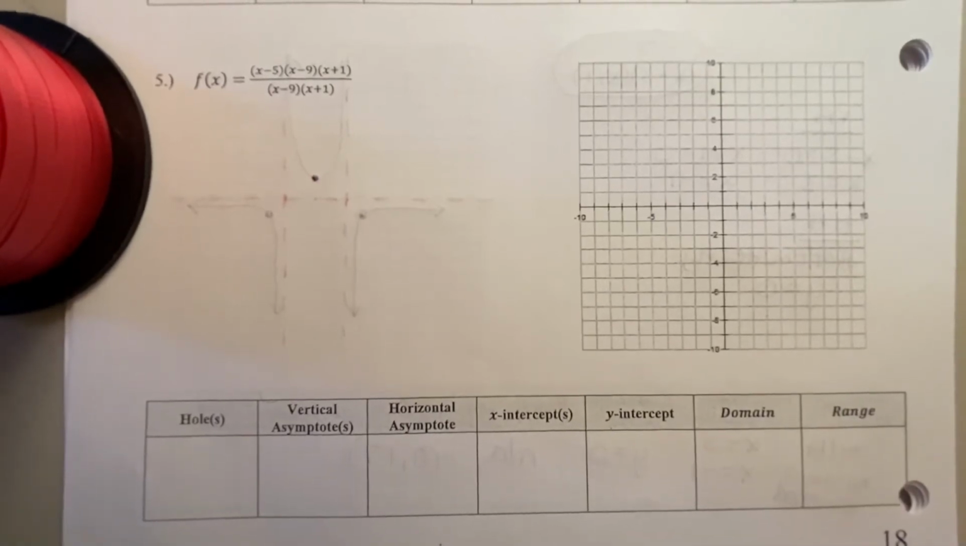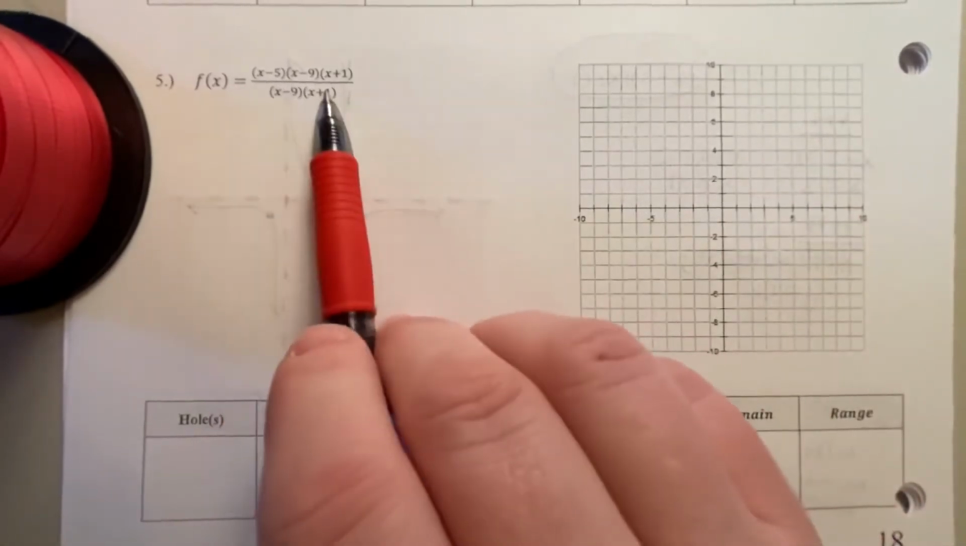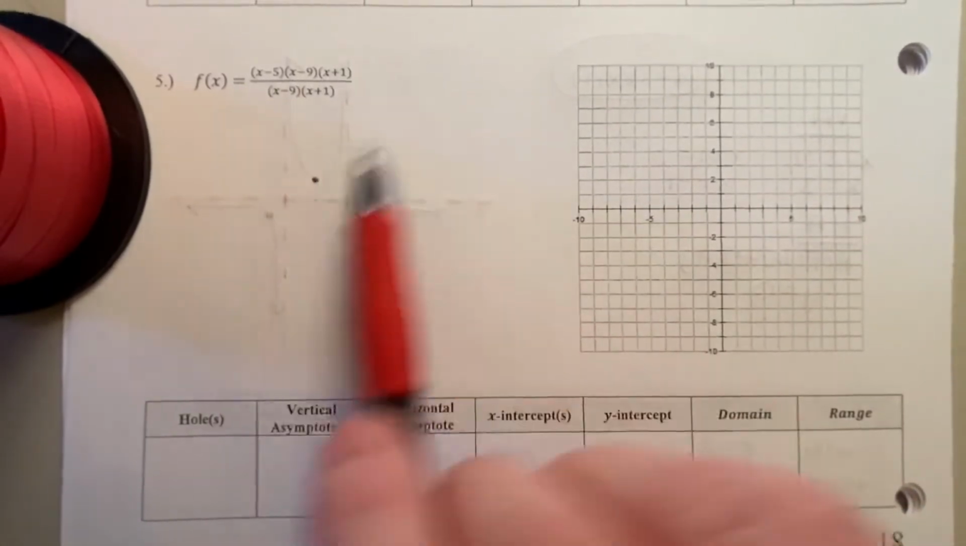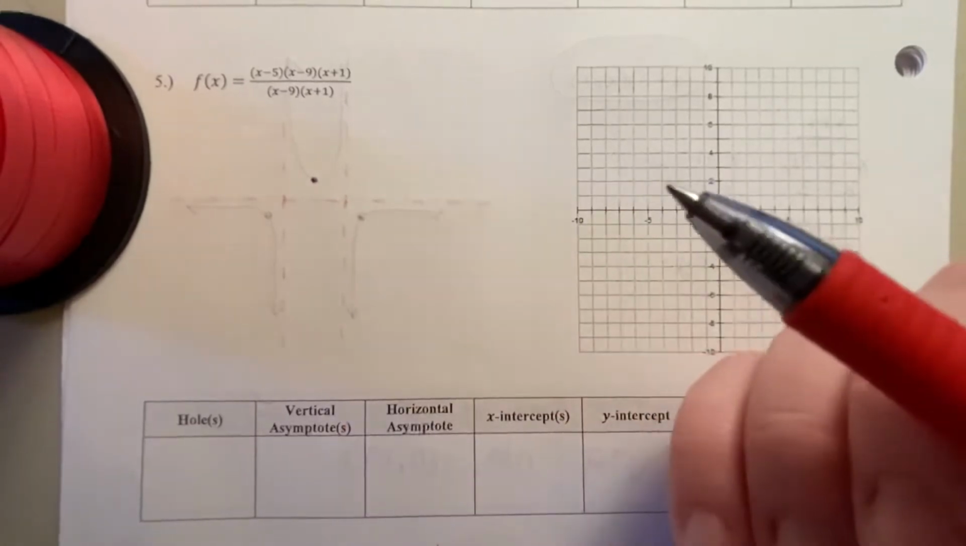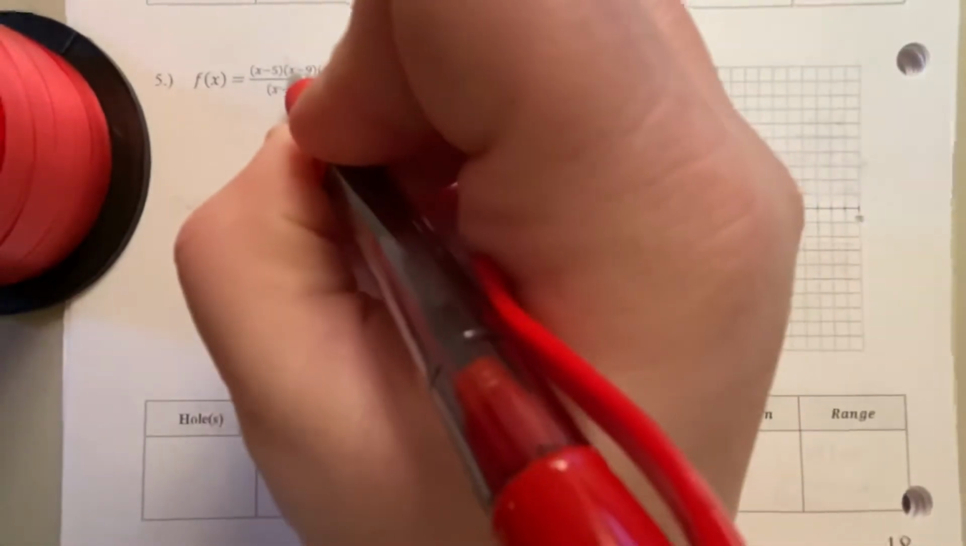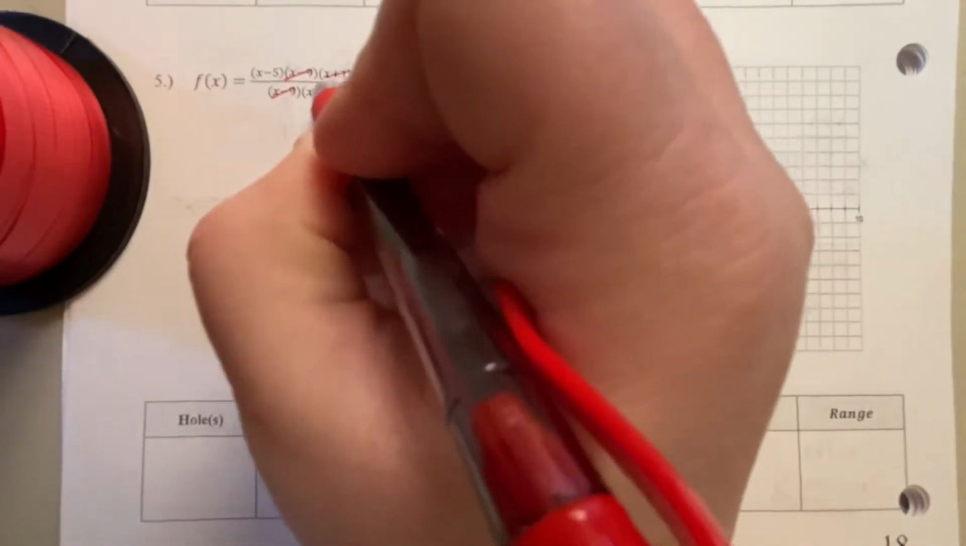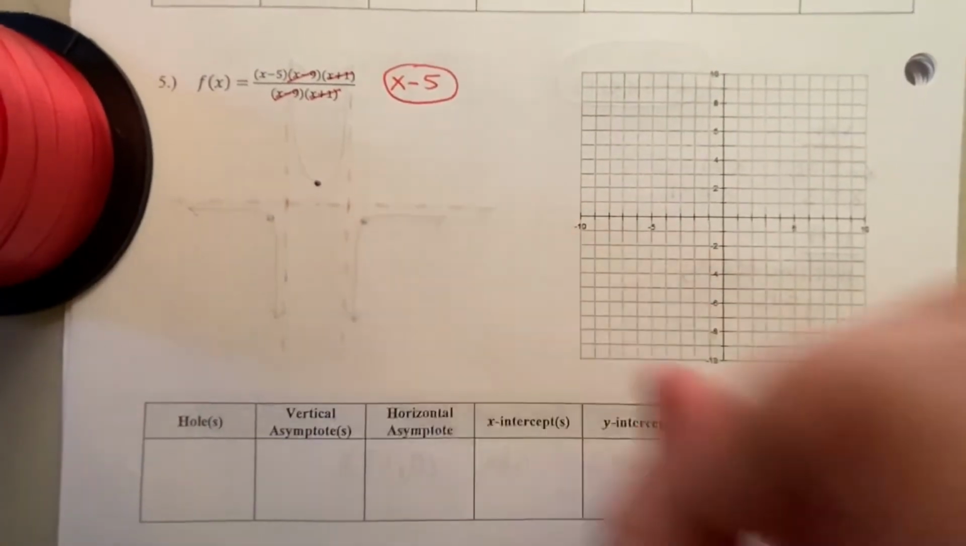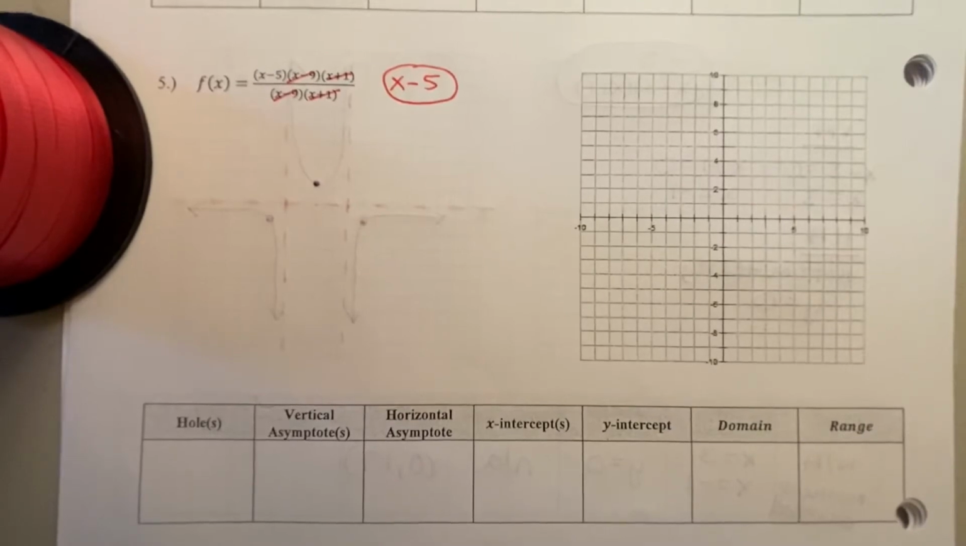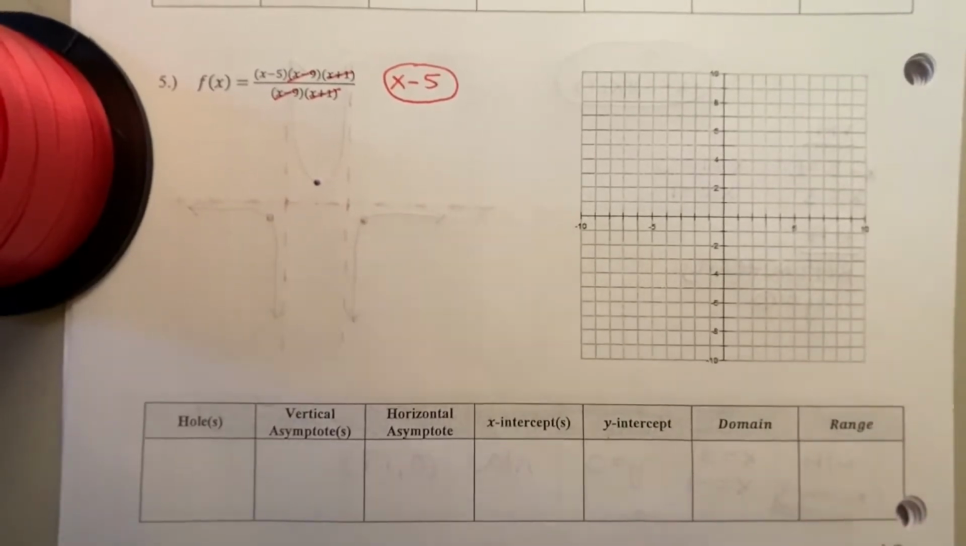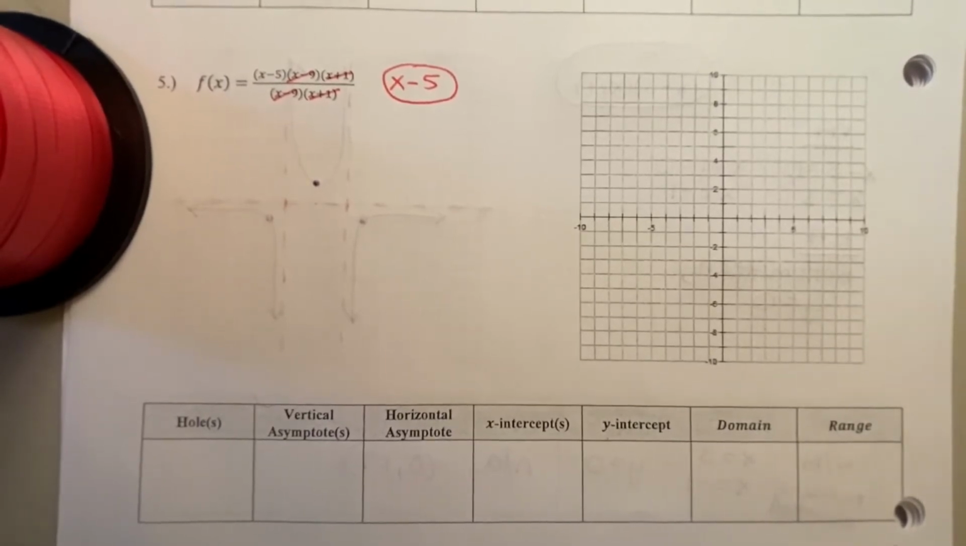So you'll notice that in number 5, they were actually pretty generous, and they gave us the problem in factored form instead of standard form where everything's multiplied out. So that does save us a little bit of time. I'm going to go ahead and cancel what can cancel, and that leaves me with x minus 5. Hopefully you can look at that and start making some predictions about the graph, because that's linear, right? So I am expecting something that's going to look a little more linear, but I do need to identify my holes and my asymptotes and all that good stuff as well.